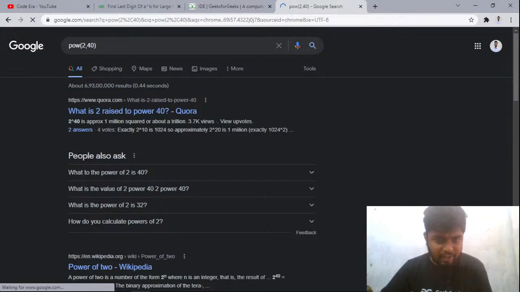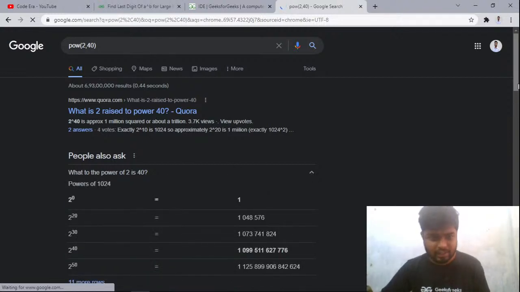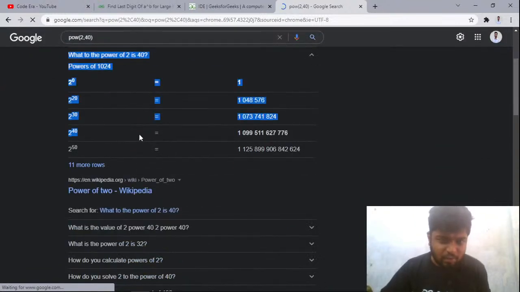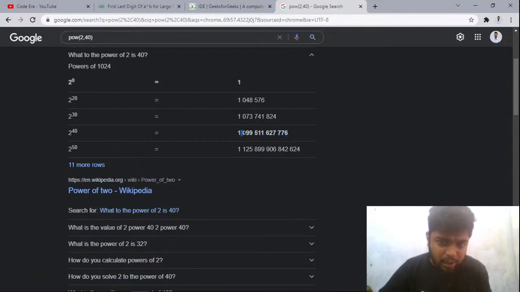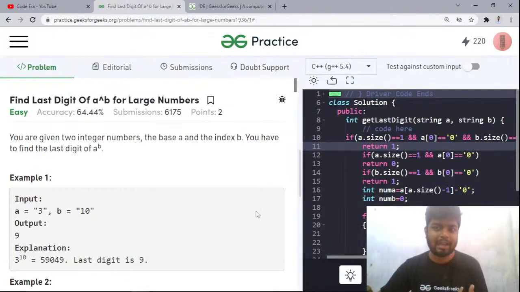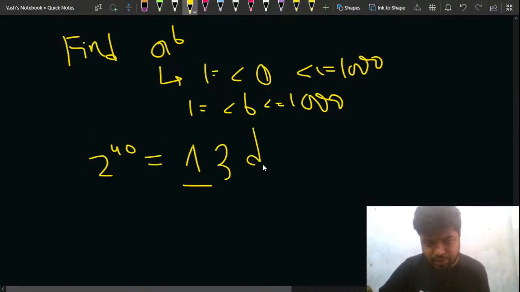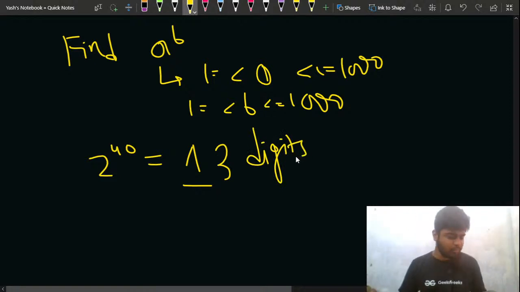2 raised to the power 40, you can see that it will be a very large value, right? You can see 2 to the power 40 gives me this much value. This is quite large. How many digits? 1 2 3 4 5 6 7 8 9 10 11 12 13. So 2 to the power 40 has 13 digits, right? So you have to find the last digit.